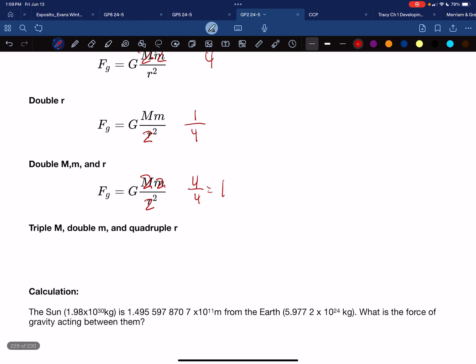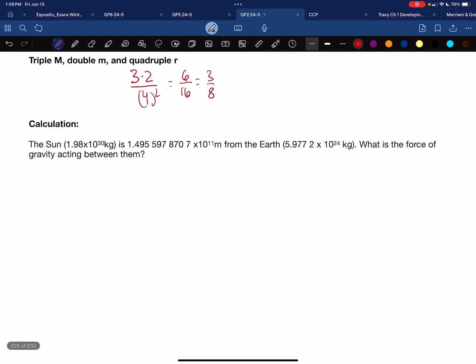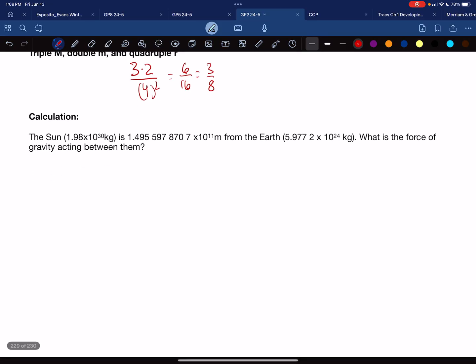What if we tripled the m, doubled the other m, and quadrupled the r? Well, that would be 6 over 16, or 3/8. It would be 3/8 as large by changing those conditions. Lastly, we can do a calculation on gravity.